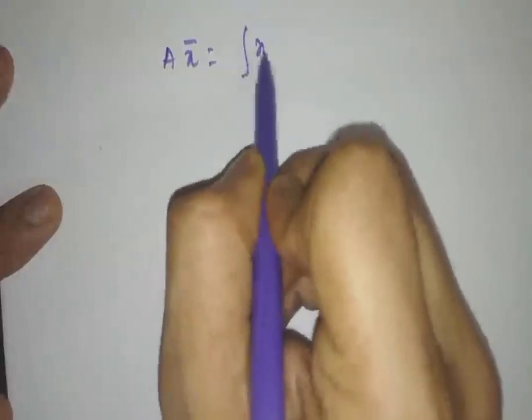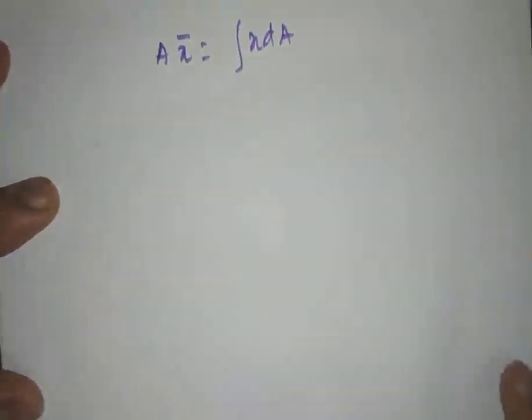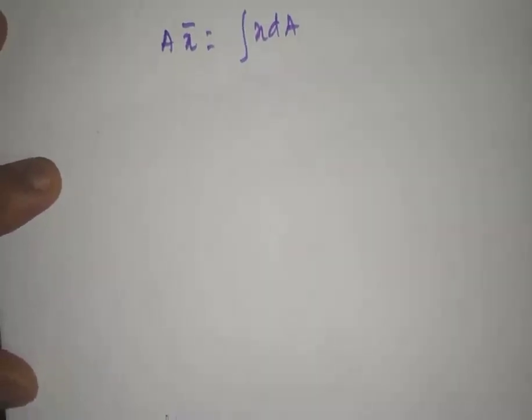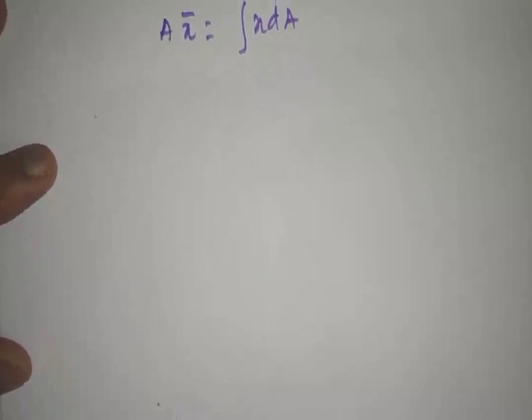Hello everyone, welcome to this session on the derivation of centroid. To have the derivation of centroid for any section, first we need to derive the centroid from the first principle. The derivation of centroid from the first principle is A into x bar is equal to integration x dA. Now this is derived by considering first the derivation of center of gravity, then the derivation of centroid.